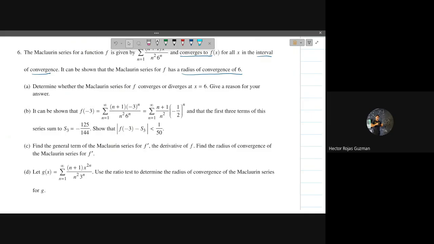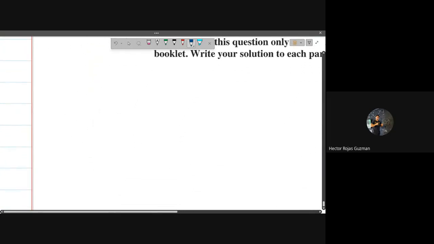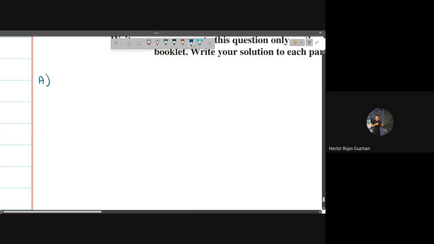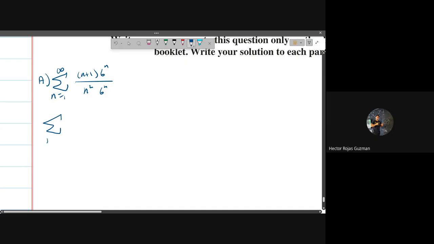Because the endpoints could always be divergent. It can make the series a divergent series. So, part A. Plug in your 6. Six to the power of n. I'm getting deja vu, guys. Did we already do this? We did the first part? I see. Yeah, this is starting to feel very familiar. Maybe because I did it myself as well.